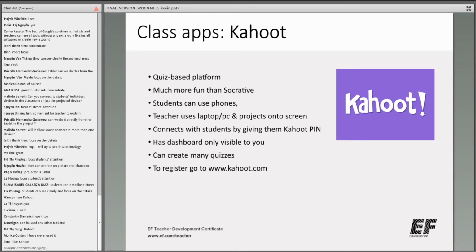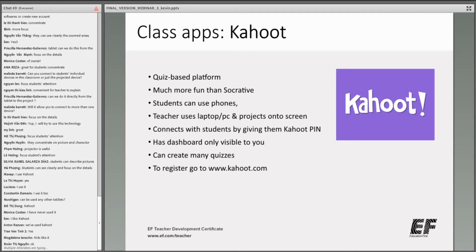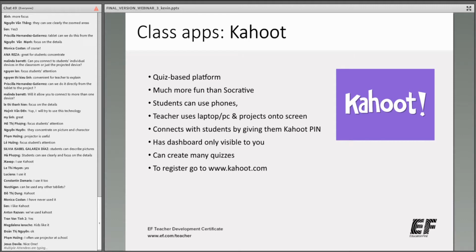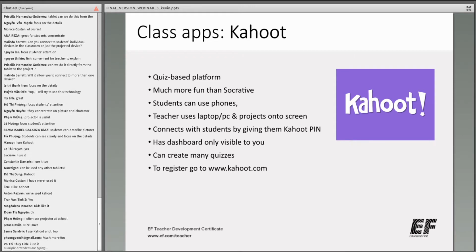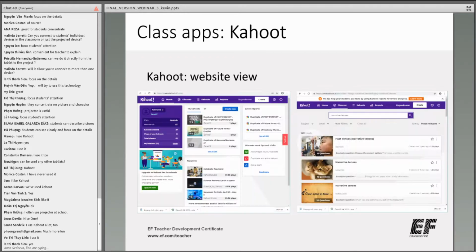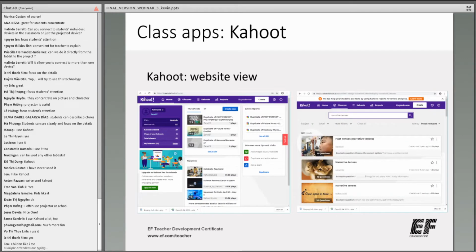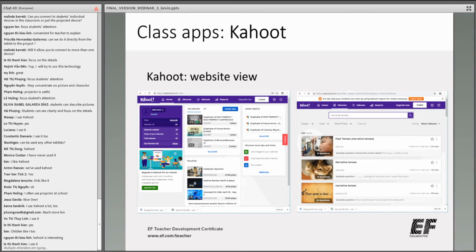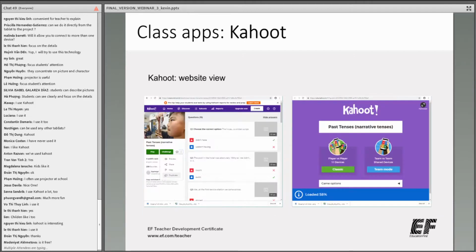So basically, it's a quiz-based platform. Students use their phones, they use laptops or tablets, and they answer questions that you show them on your screen. They have the questions and they have 4 choices. They choose the best answer, the right answer that you would have said before yourself. That is the website view. So you create your own quiz or you choose a quiz about any topic that you want to show to the students.